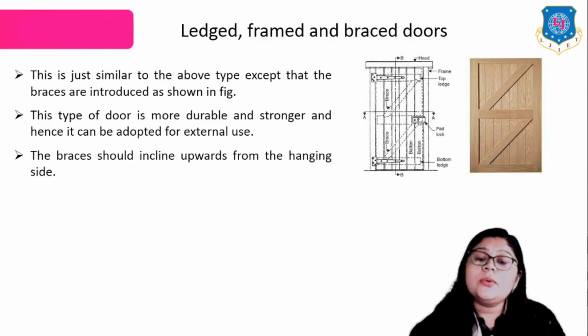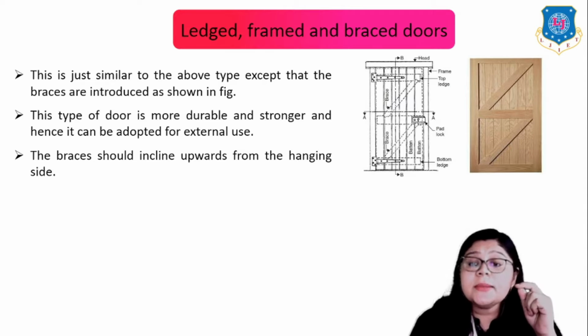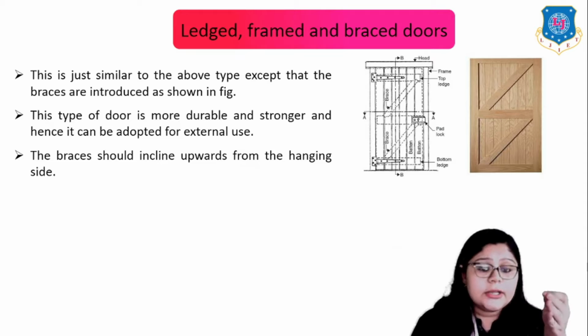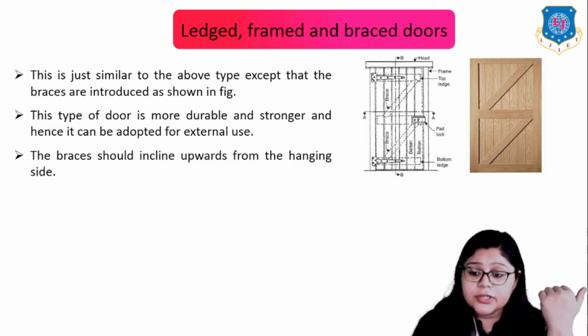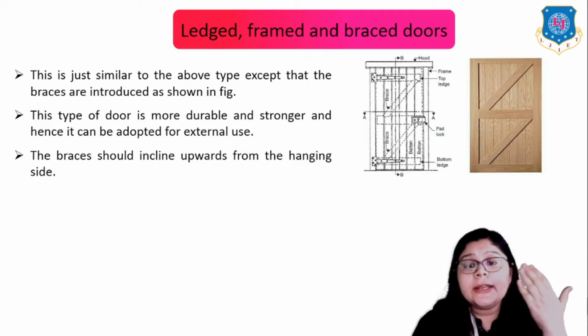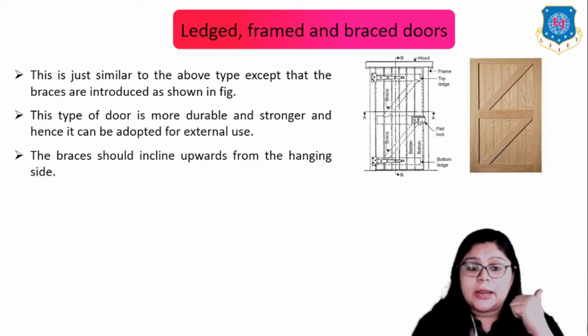Now move to the next one, which is ledge, frame and braced. This is similar to the above type except that the braces are introduced as shown in this figure. This type of door is more durable and stronger and hence it can be adopted for external uses also. The braces should incline upward from the hanging side. Here you can see the actual image as well as the cross section of this type of door.